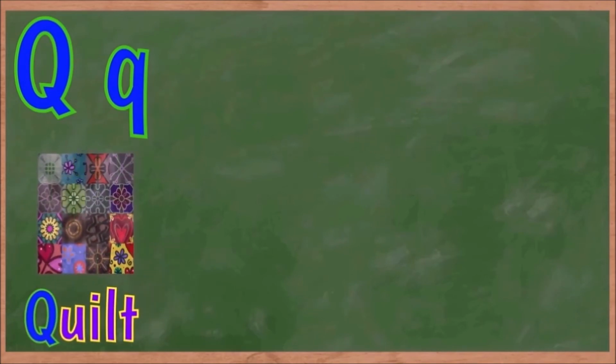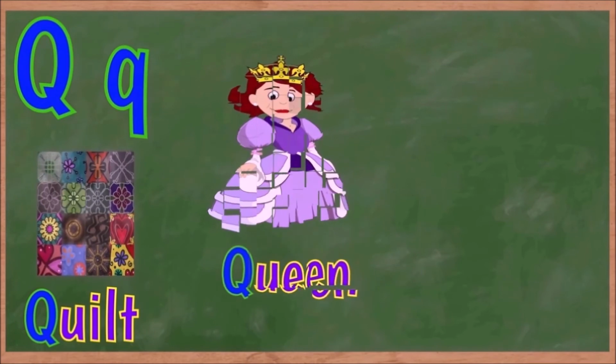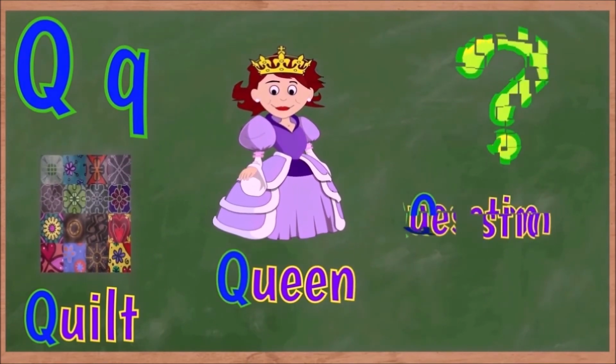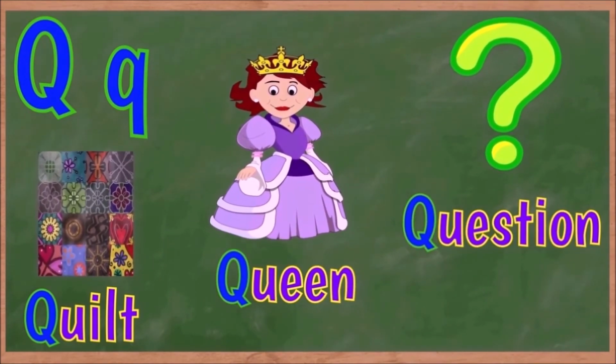Let's move on to the next letter. Next is the letter Q. And the Q makes a qu sound. Give it a try. Quah. I got it. How about you? Q for quilt. Queen. Question.